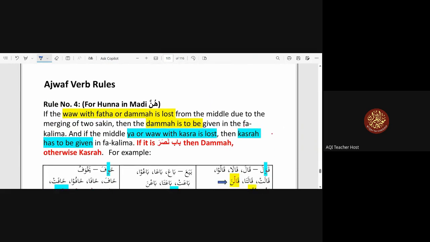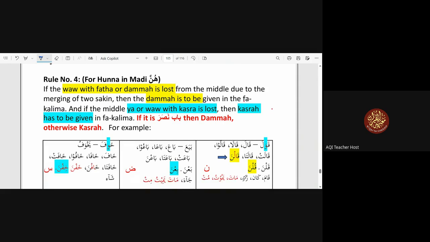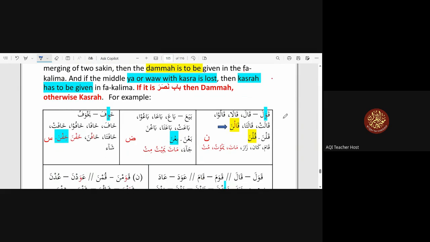The next one, I want you to pay attention here. Rule number 4 is for hunna, okay, and this is for Madi. This rule says if the waw with fatha or dhamma is lost from the middle due to the merging of 2 sakin, then the dhamma is to be given to the fa kalima, and if the middle ya or waw with kasra is lost, then kasra has to be given in fa kalima. And if it is nasara, then dhamma, otherwise kasra. Okay, so this rule we're going to apply in this example here.